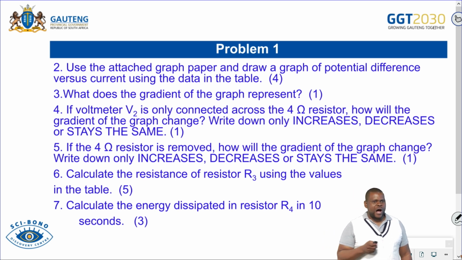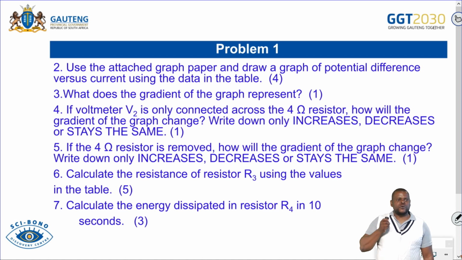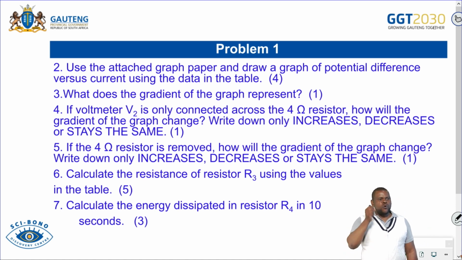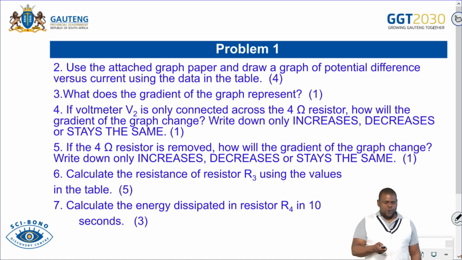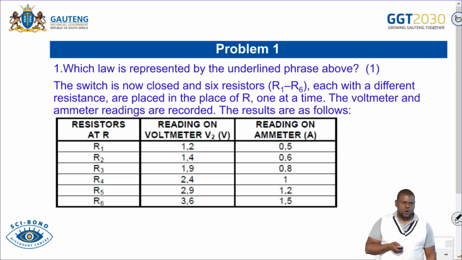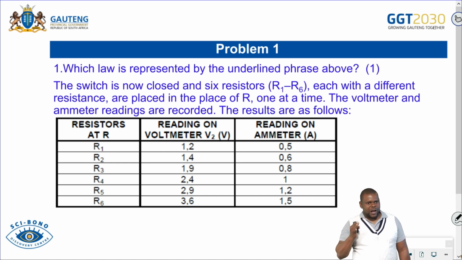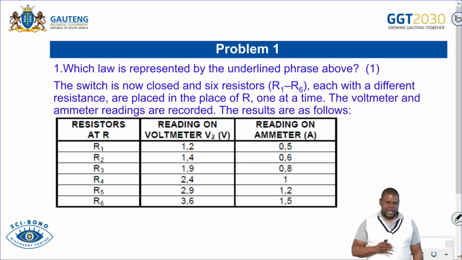Now, after you have labeled your x and y axis, grade 11s, what needs to be done is to put the points. Are we together, grade 11s? How do we put the points? We are going back to the table. We can see that the first point on the ammeter, on Y, must be 0.5. Are we together? And on the voltmeter, it must be 1.2. Are we together, grade 11s?